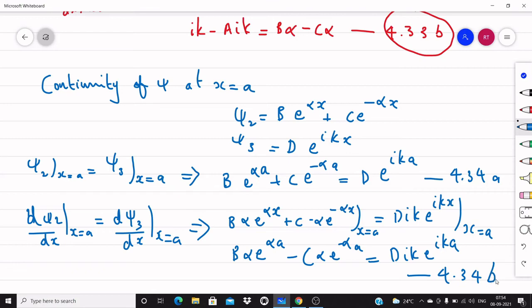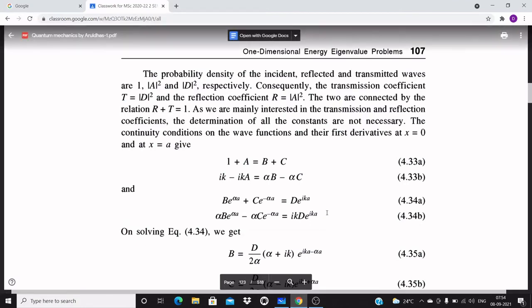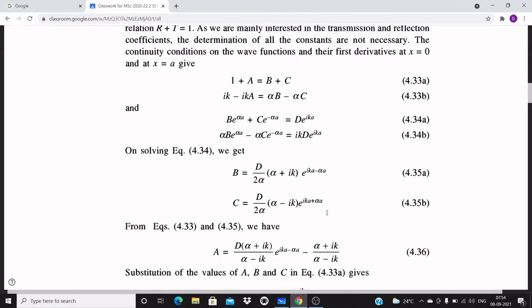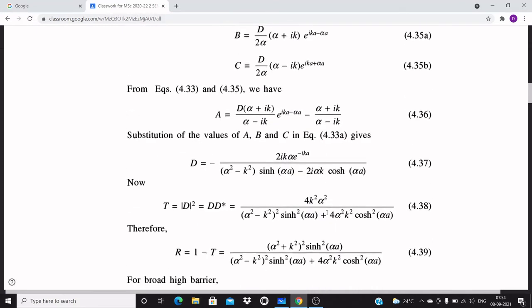4.34b. So these are the equations we have. I'll take this one. Now we have 4 equations, and we are going to solve these 4 equations and try to find out the value of d and the reflection coefficient. Mod A square gives the reflection coefficient.